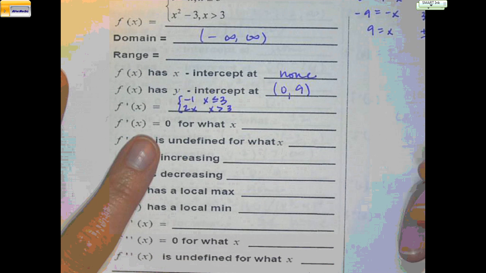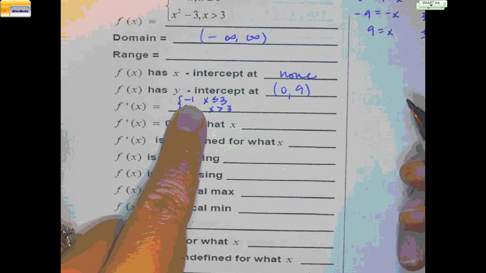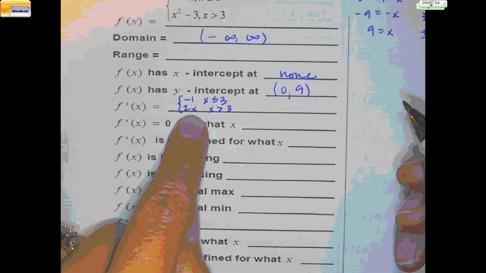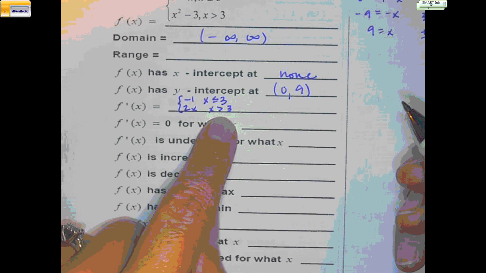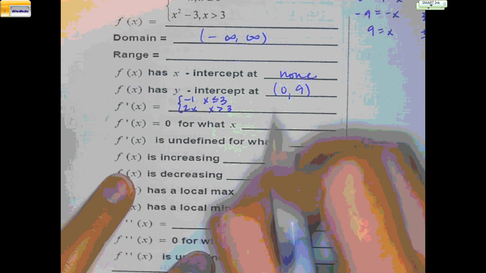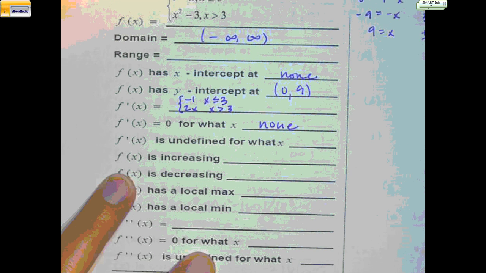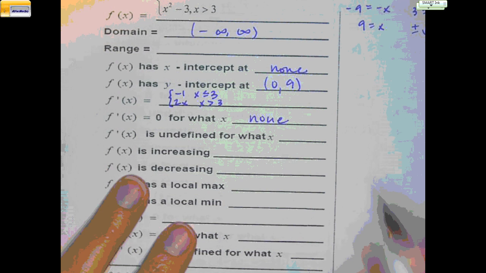It wants to know where the derivative is going to be 0. Is negative 1 ever going to be 0? Nope. So that one doesn't work. 2x could equal 0 if x was 0. But, very good, it's not in the restrictions, so we just say never. Or none. Where is it undefined? Nowhere. We're good.